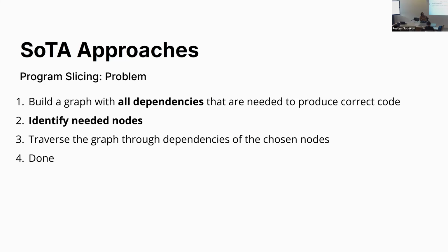But there are problems. We cannot consider all dependencies between all classes and so on in case of a compilation error. In case of dynamic analysis or something like this, we can expect that we have almost all information about the program, but in compilation, it's not true. And moreover, it's quite complicated to identify which nodes are really needed to reproduce the bug.